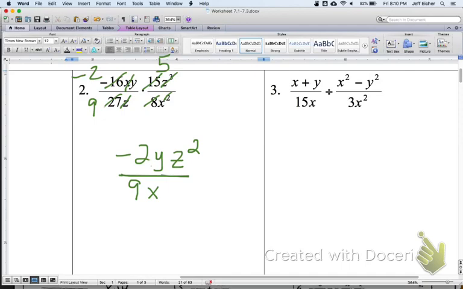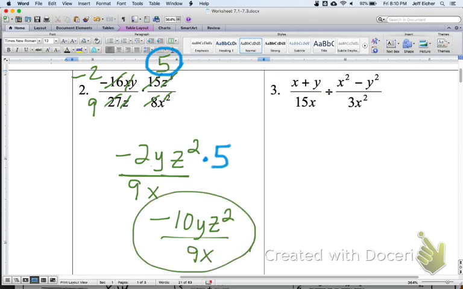Or is it? This happens sometimes, I missed a factor of 5 at the top. So it looks like I actually have negative 10yz squared over 9x. How's that for a final answer?